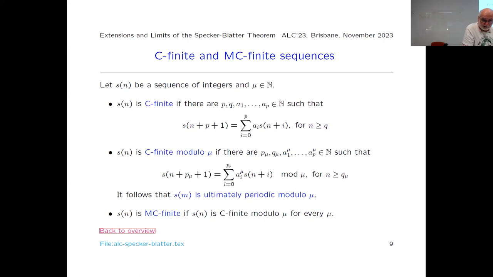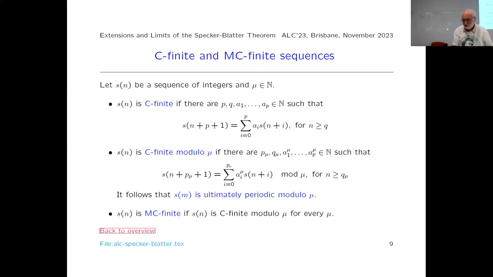So in combinatorics, there is a notion called C-finite sequence. A sequence of integers is C-finite if it satisfies a linear recurrence relation where the coefficients are independent of n. And then we can say, obviously, a sequence is C-finite modulo a fixed modulus mu, if the same holds for mu. And actually the coefficients and everything else involved may depend on mu. So for every mu, it may be a different recurrence relation. And we call this MC-finite if it is C-finite modulo mu for every mu. More M's, modular C-finite.